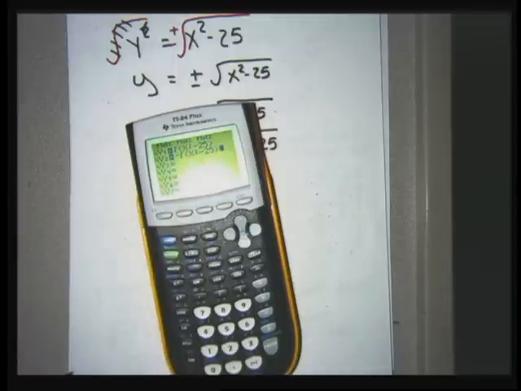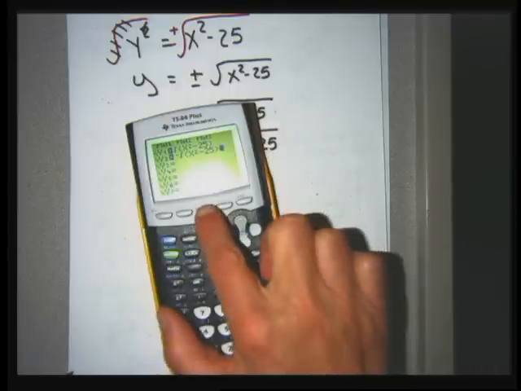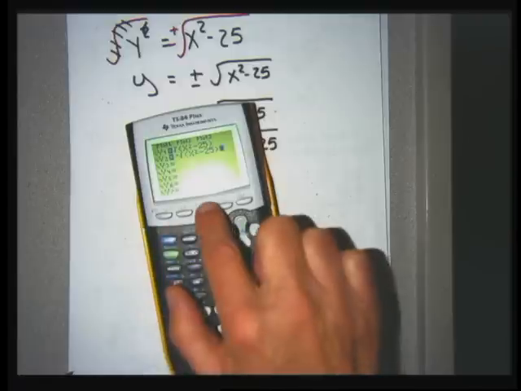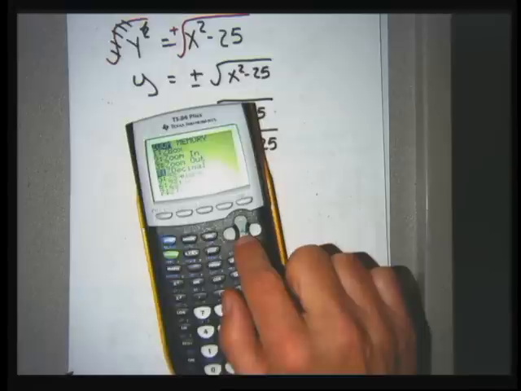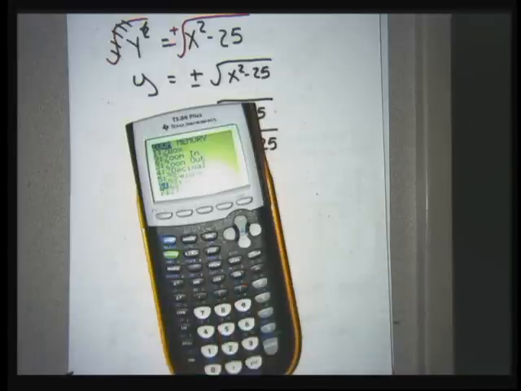I don't know what window I had when I graphed previously. So to get my calculator's window into a decent window, I'm going to hit the zoom button, which is in the middle of the top row. Arrow down to number 6 that says standard, and then it's going to graph each equation one at a time, and that's going to be the graph that I'm looking for.